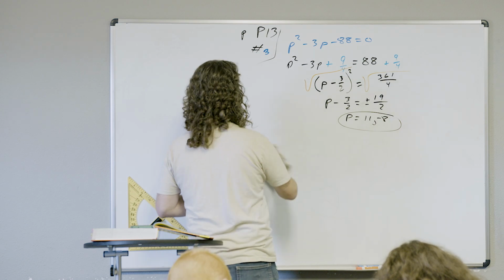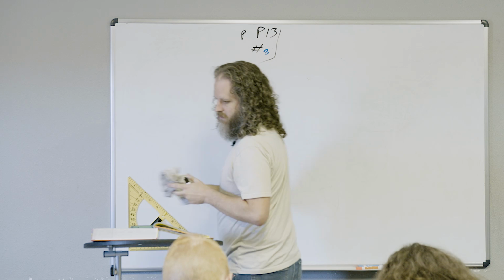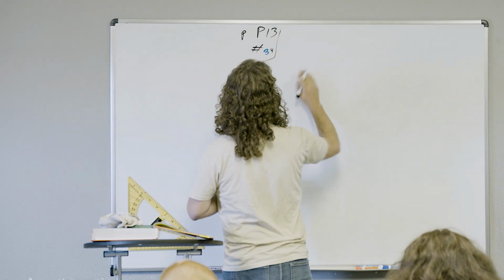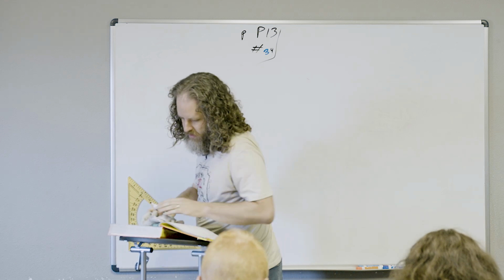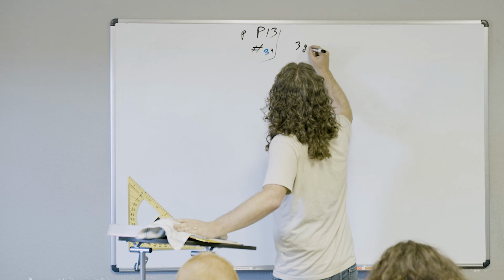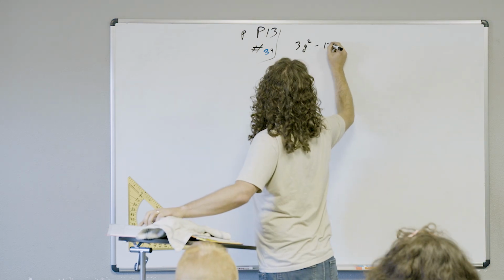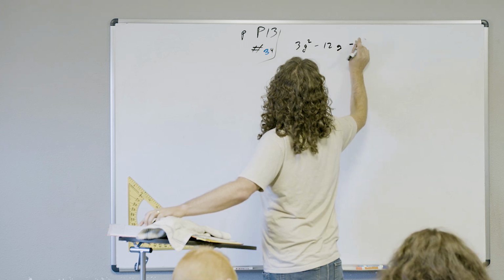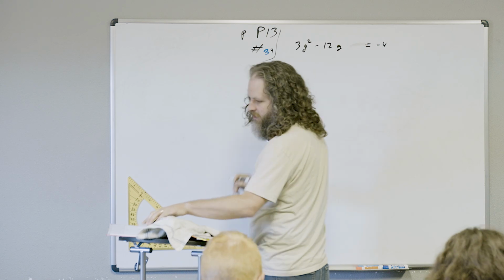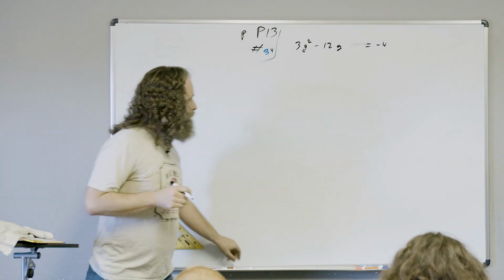34. 3g squared minus 12g equals negative 4. And we're supposed to solve this one by completing the square. We've already moved the thing over, so now we do the green part, yeah?